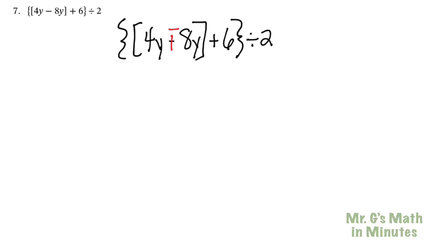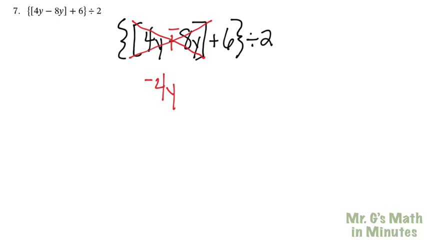So I have braces, but inside the braces, I have brackets. Looking inside those brackets, I do have like terms. I have a 4y plus a negative 8, and I can combine that. That would be subtracting there. So 8 minus 4 is going to give me a 4. It's going to be negative because the 8 is bigger, so that's negative 4y. That takes care of the brackets.